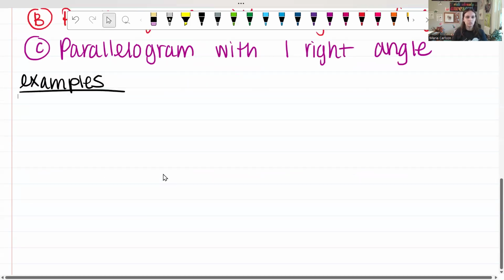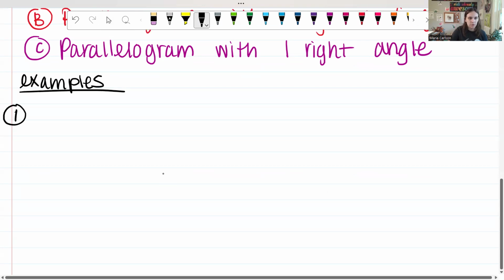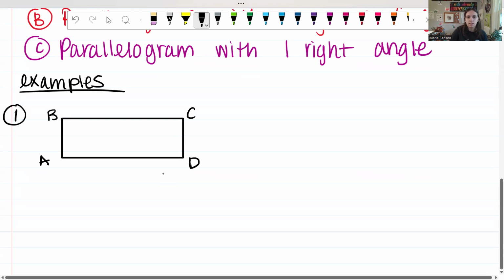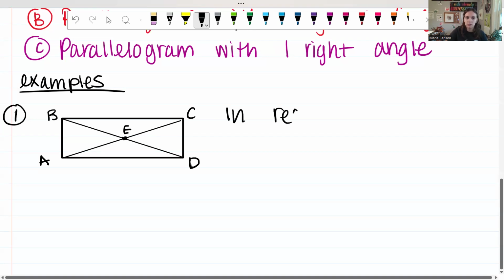So in each of these, we're going to draw the diagram first, and then we're going to answer a question about it. So here is our rectangle of sorts. A, B, C, D with the diagonals BD and AC, and they meet at point E. All right. And then we are going to answer the question in rectangle ABCD.